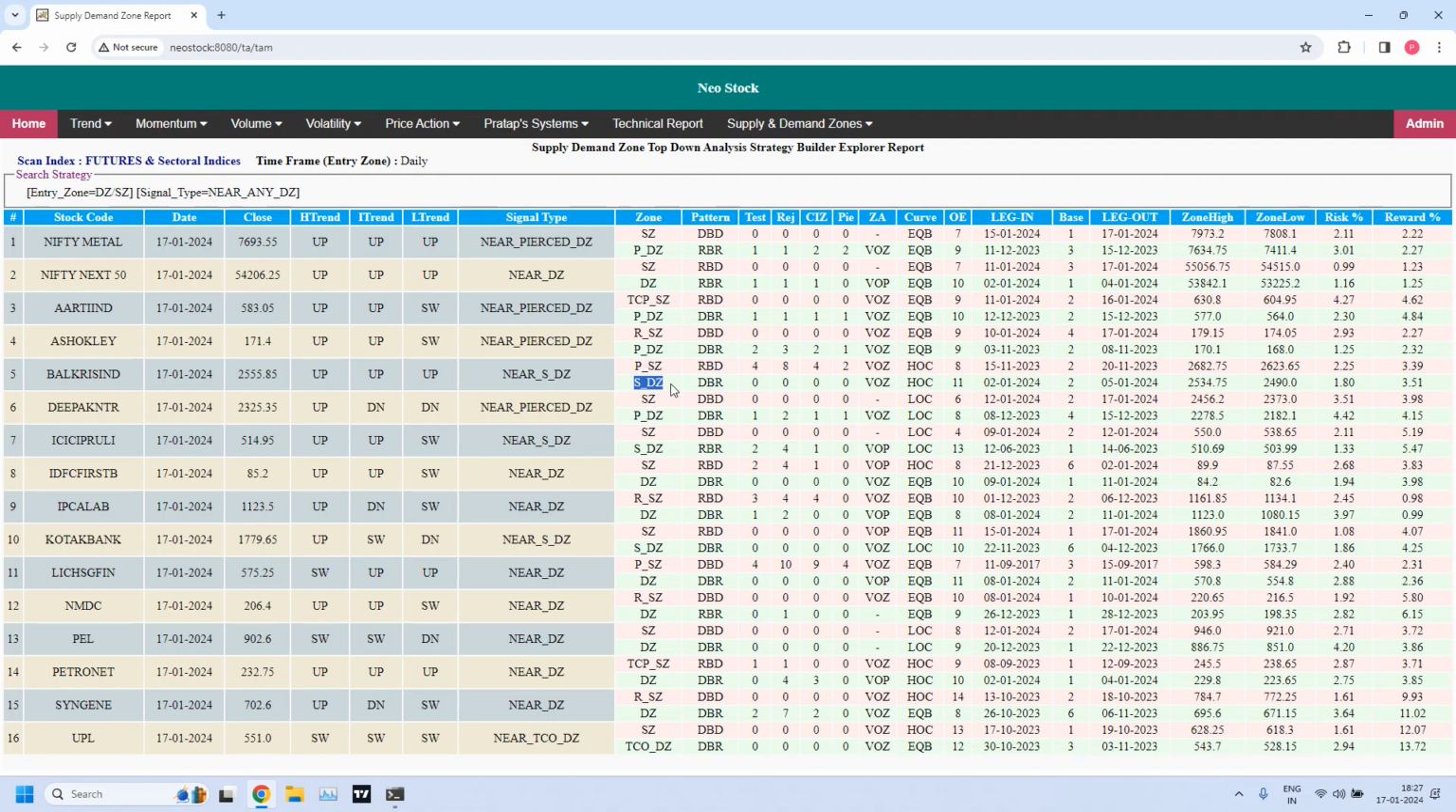We have Balakrishna Industries. It is a fresh high liquidity zone. ICICI Prudential, we already discussed today, so it is listed. And next one is Kotak Bank. This is a high liquidity demand zone. It is a fresh zone.